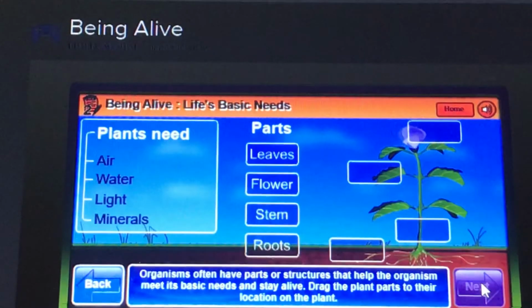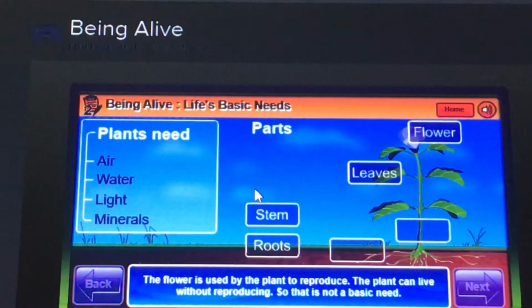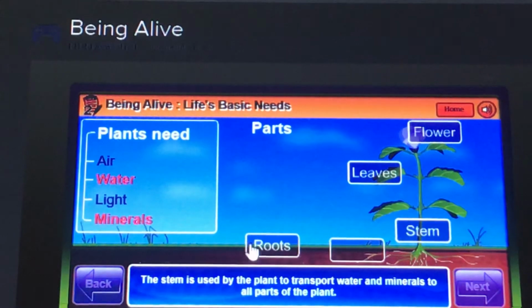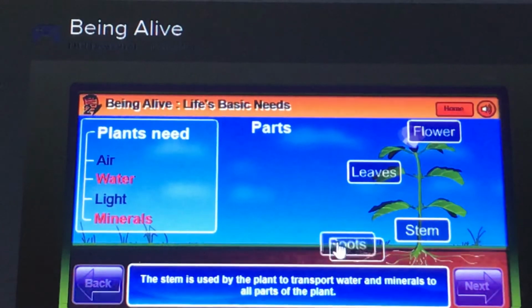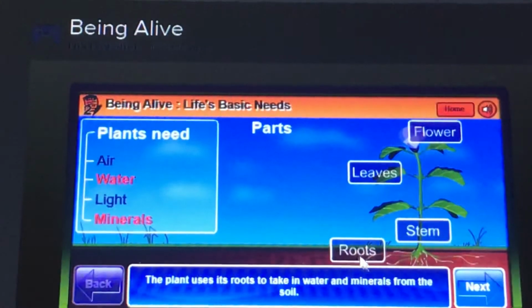Let's go on. Now it says organisms often have parts or structures that help the organism meet its basic needs and stay alive. Drag the plant parts to their location on the plant. So point to where you think the leaves should go. If you said there, good job. Where is the flower? Where is the stem? We're doing good. And the roots? Roots get water and minerals from the soil.